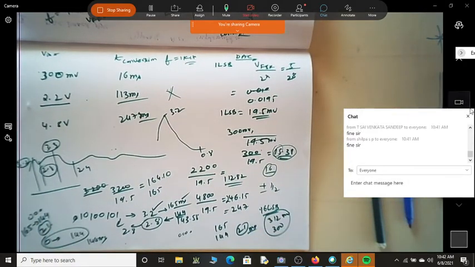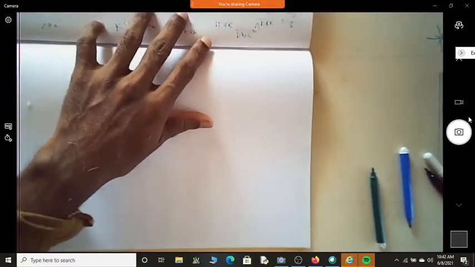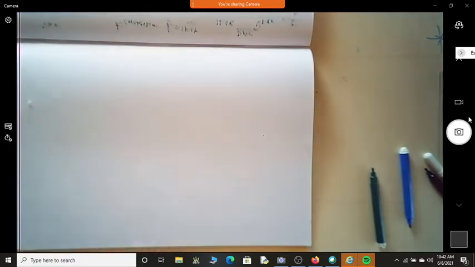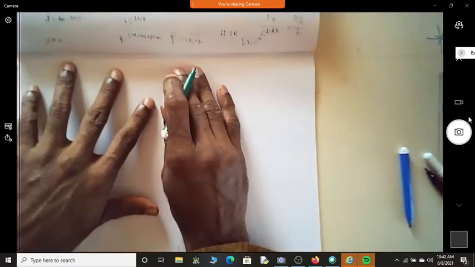Okay, then we just move on to the next type of ADC, which is very popularly used. It is called the successive approximation ADC.